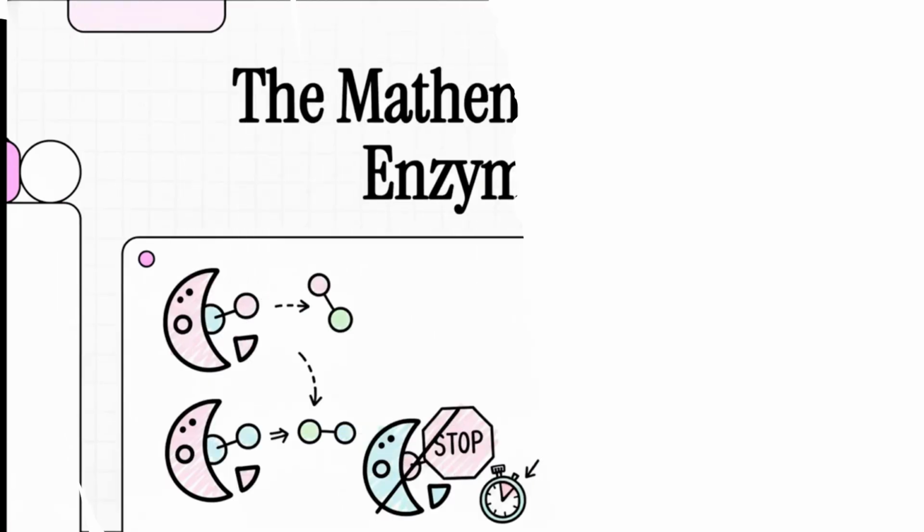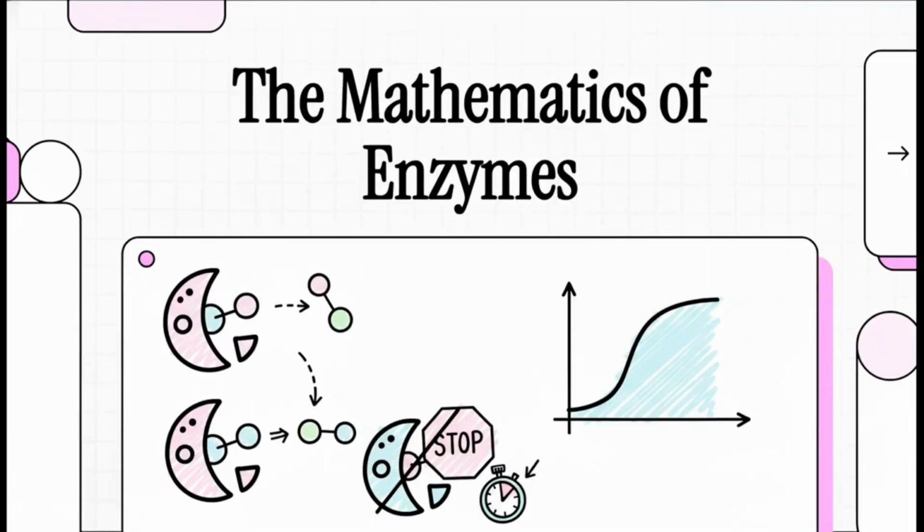Hey everyone, and welcome. Today we're diving into something really cool. The story of how scientists figured out how to describe the tiny engines of life, our enzymes, using the language of math. We're going to see how just a few key equations can unlock the secrets of these amazing biological catalysts, how fast they work, what makes them tick, and even how we can stop them in their tracks.